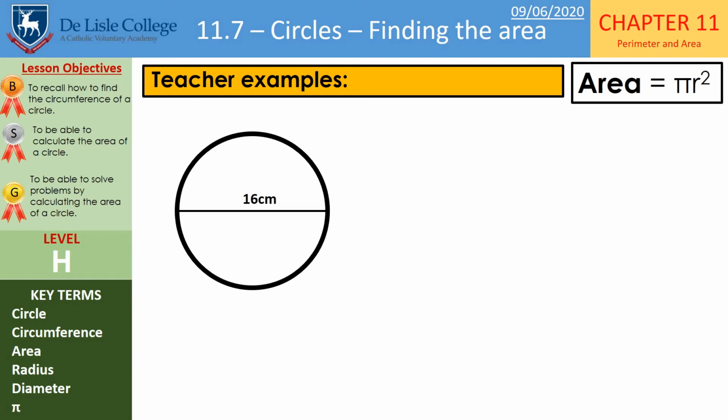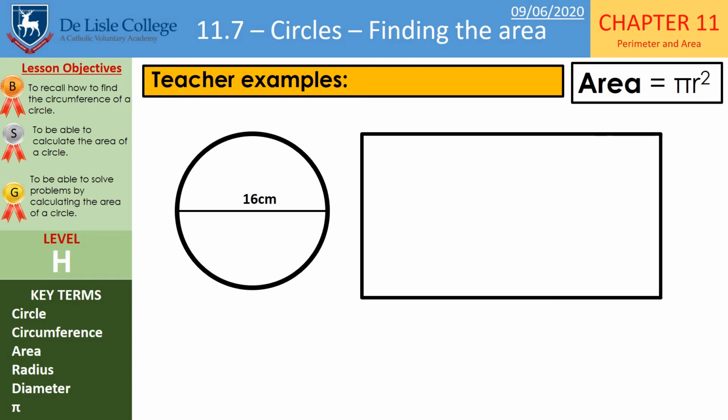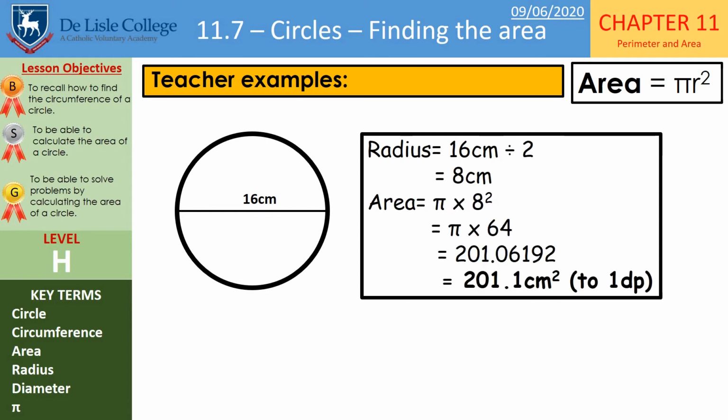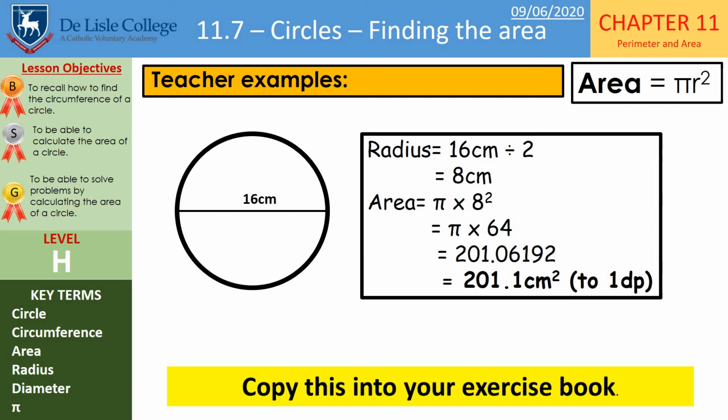Here it is. What's the radius? Hopefully you're shouting out 8 centimetres. So therefore it's pi times 8 squared, which is 201.1 centimetres squared to one decimal place. It's worth copying one of these two examples down, I think. Pause the video while you do that.